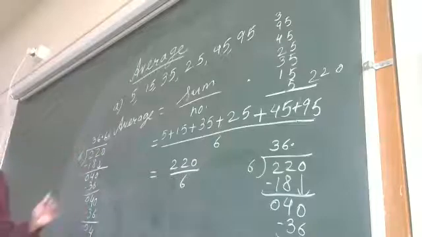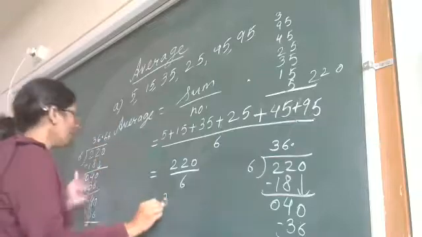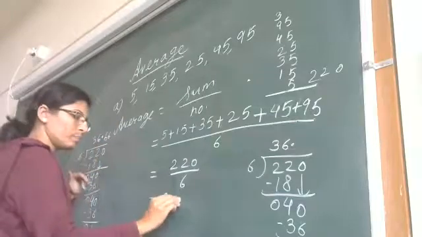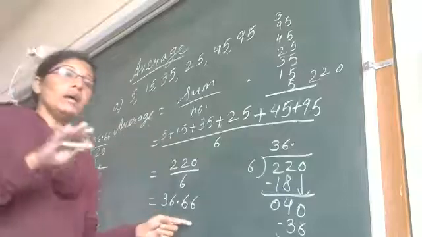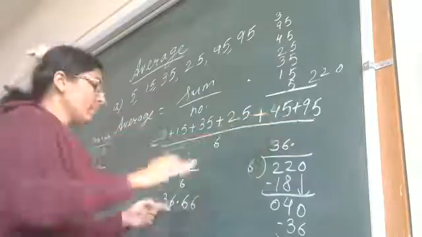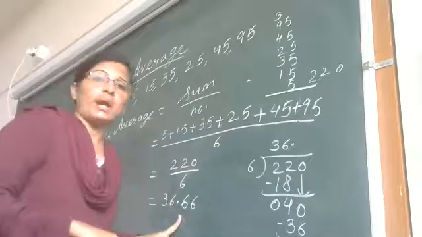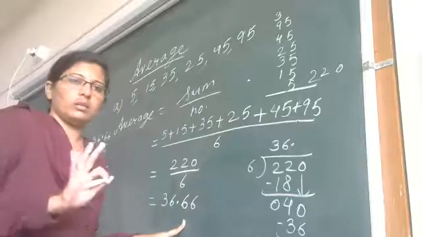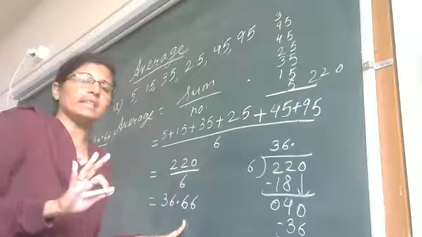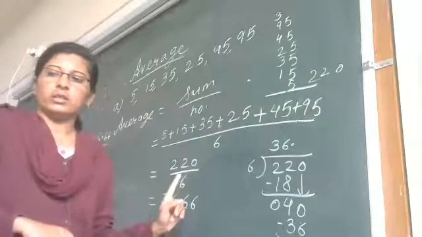So again 6. Yes, it continues. So what we have to do? We have to write 3 more. 36.66 is the answer. So the middle value of these numbers is which? 36.66. Okay. So like this we have to find the average.